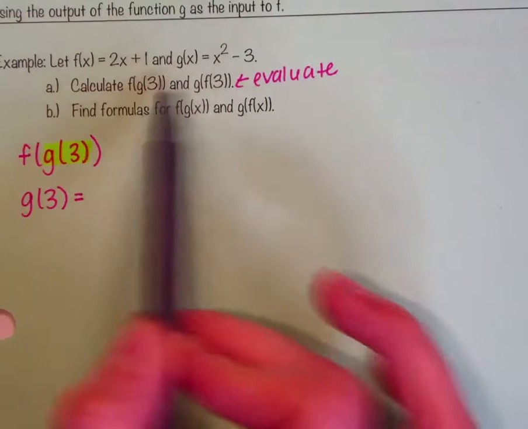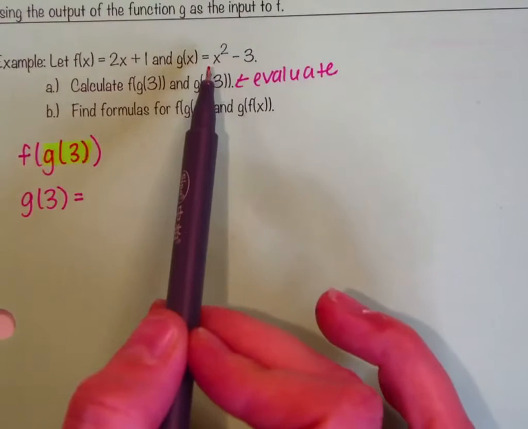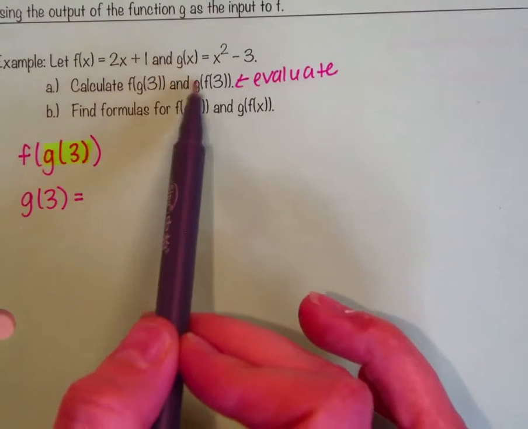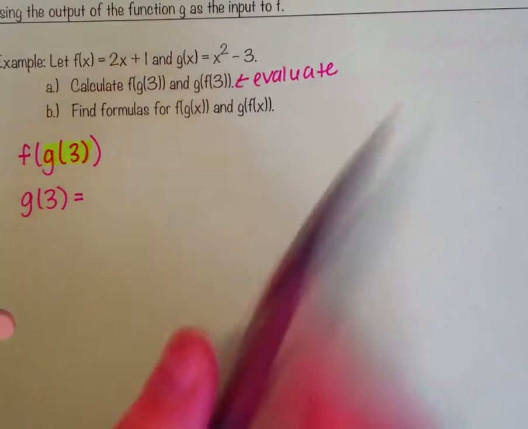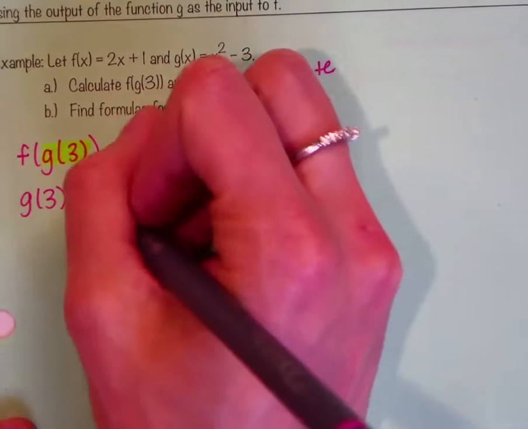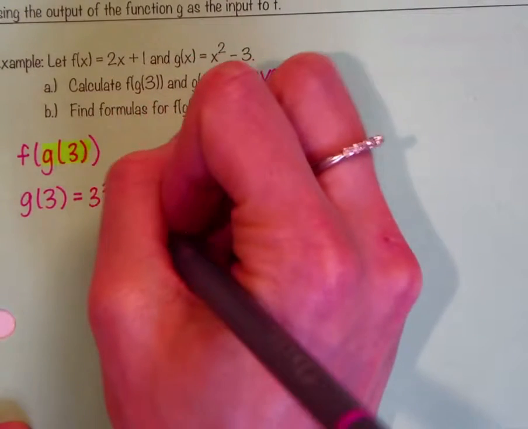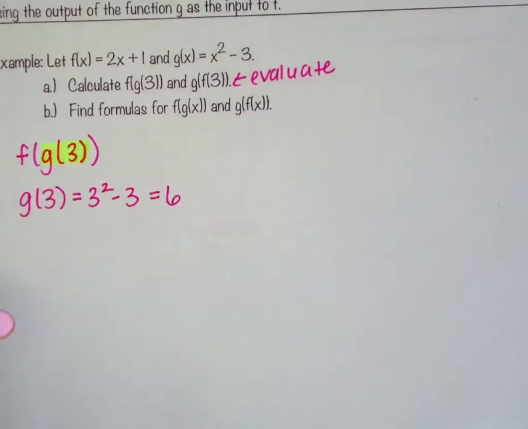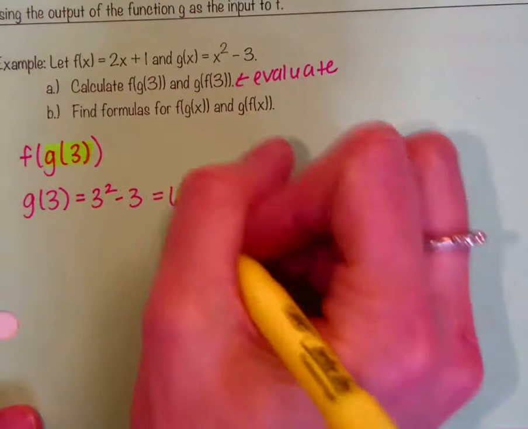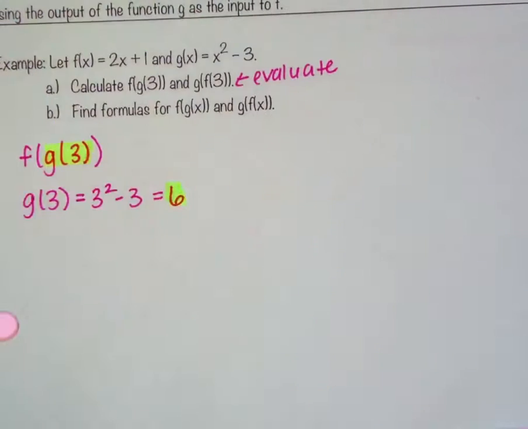So I go back up to the definitions of those functions. g of x is defined by x squared minus 3. So I'm going to take 3 squared minus 3, and I would get 6. 9 minus 3. So that is the output for g.